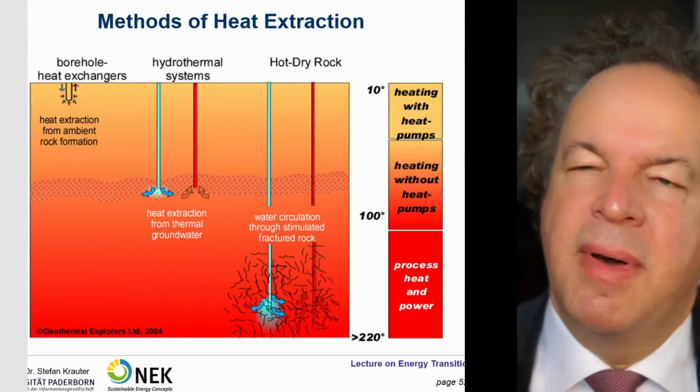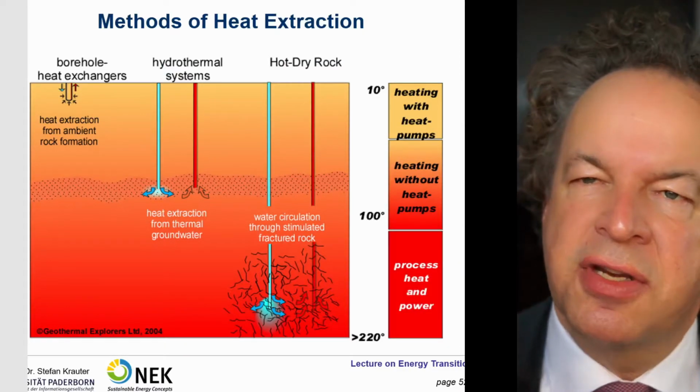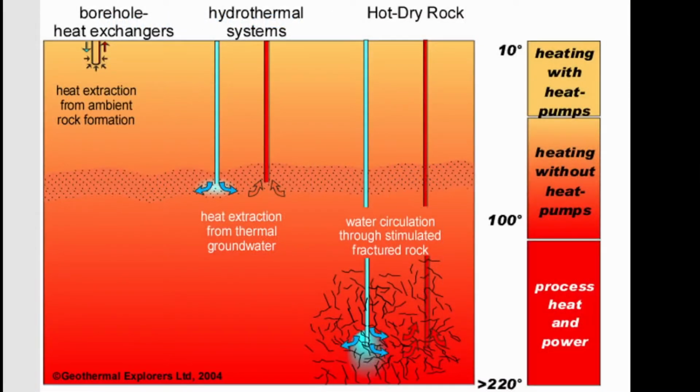Let's talk about the methods of heat extraction. The simplest is the borehole heat exchanger, where you just extract the heat from a rock formation. Then you have hydrothermal systems, where you extract the water from existing thermal groundwater. And then you have hot dry rock, where you artificially pump in cold water, which is getting heated up, and you take off the hot water.